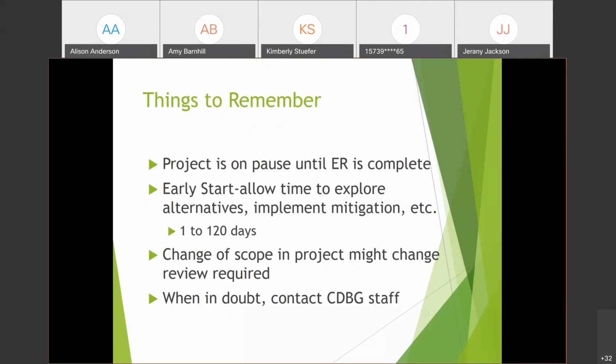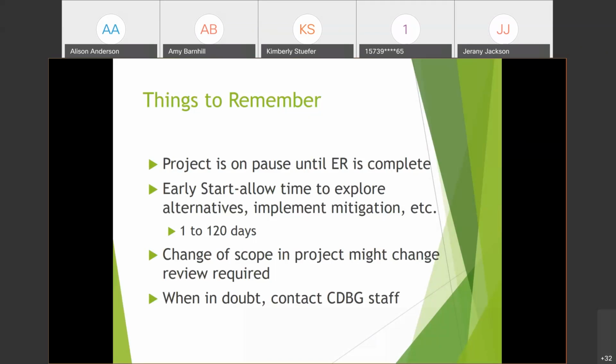So what to remember is that the environmental report is on hold until the project is complete. And it's important to start early to look at mitigation measures, conditions of approval, options, alternatives. And normally it takes 90 to 120 days to do an environmental review.